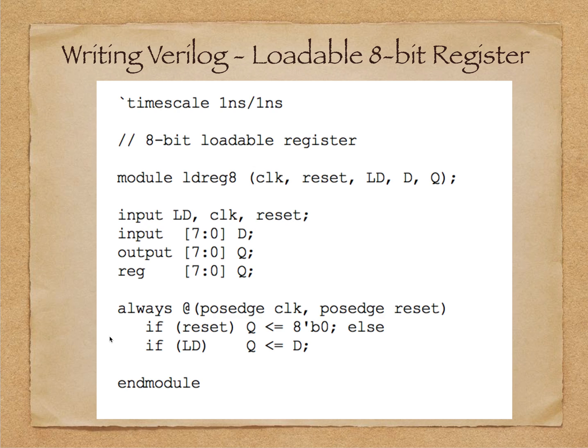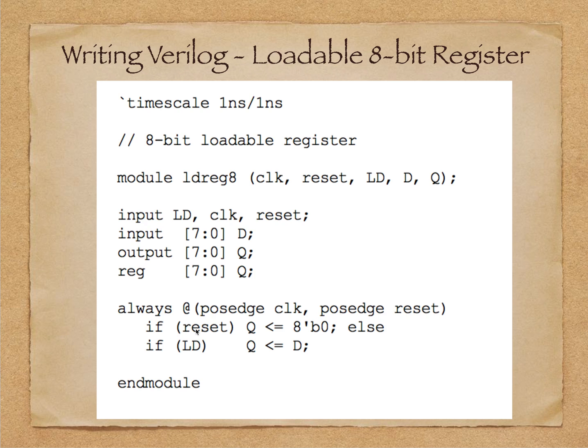Again, we saw earlier on how to write a loadable flop. The loadable register again is identical. In this case, it's an 8-bit wide register. Therefore, our data path is 8 bits wide, and we require a register 8 bits wide to hold the data. But just like the previous example, there is a load term that's an input to the register on the active edge of the clock and the positive edge of reset.